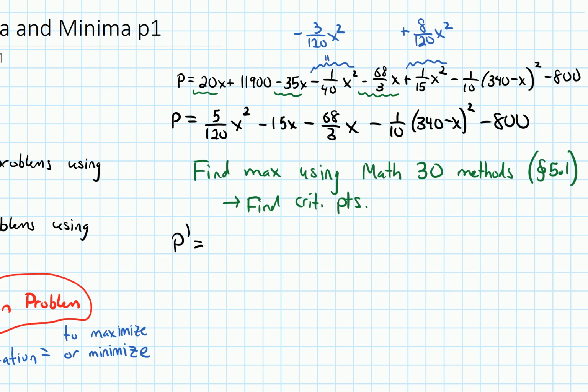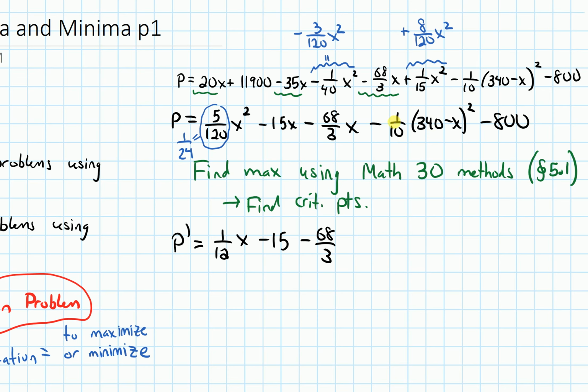One thing that I can do to simplify this a little bit is that 5 over 120 simplifies. That becomes 1 over 24. So the derivative of that first term, the 2 is going to come down, and 2 over 24 becomes 1 over 12, so we have 1 over 12 x. Then we'll have minus 15 minus 68 over 3. The reason why I didn't simplify this 340 minus x squared term before was that it's easy to take the derivative of in this form. So I was just getting myself ready for that point.